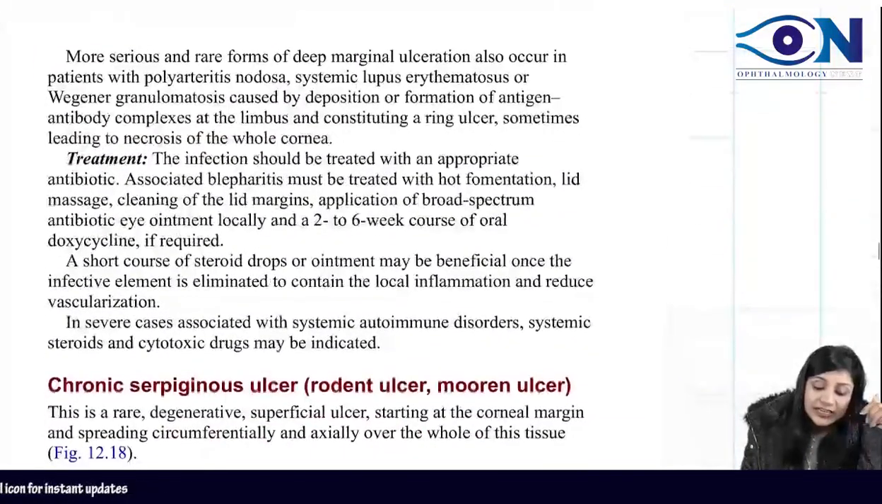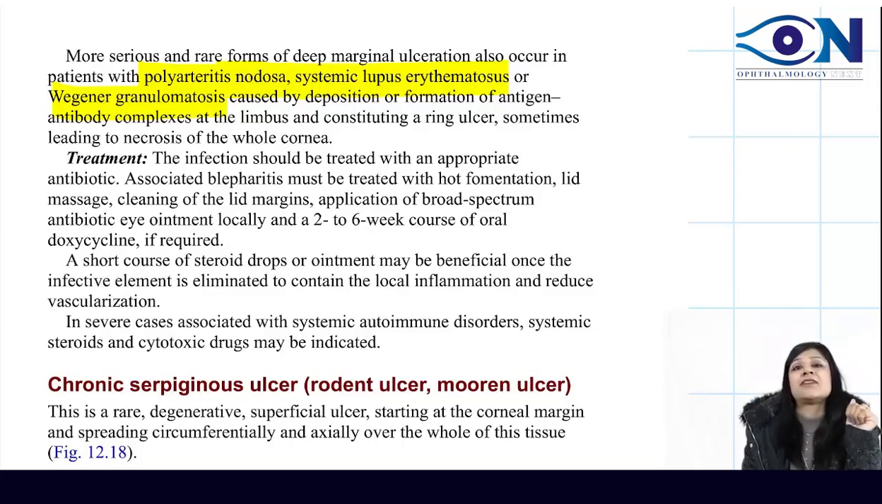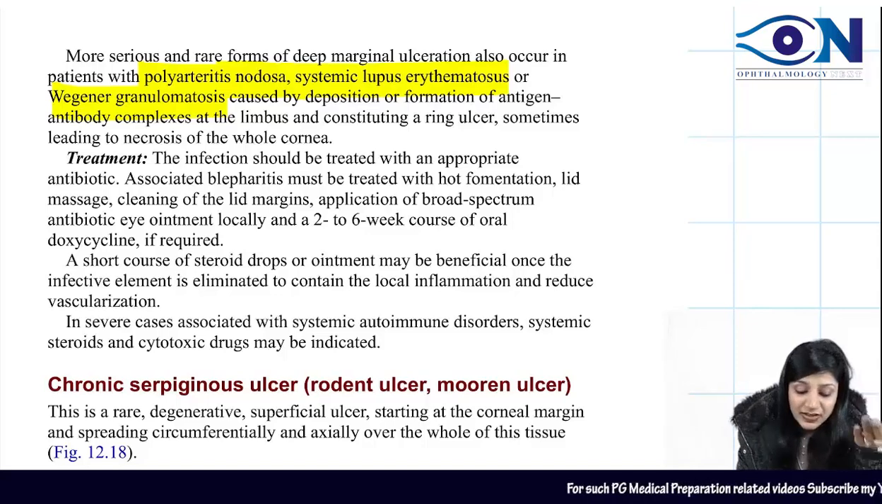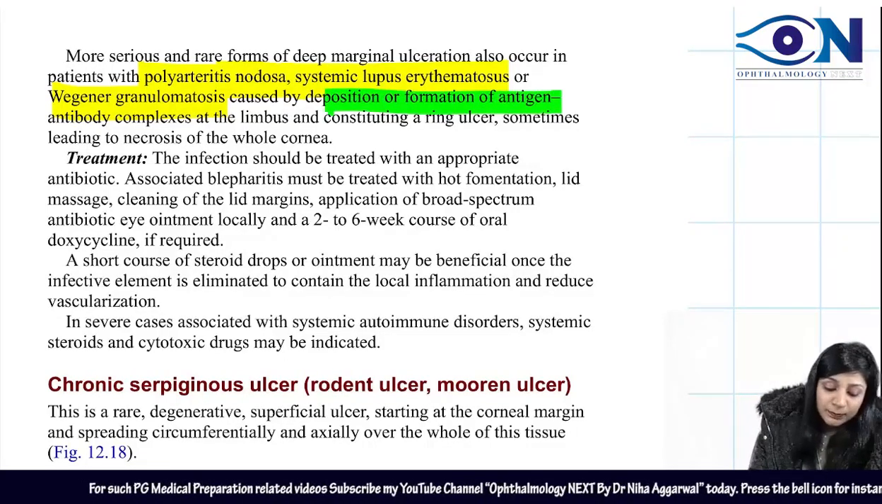More serious and rare forms of deep marginal ulceration may also occur with polyarteritis nodosa, systemic lupus erythematosus, and Wegener's granulomatosis. So whenever we have associated connective tissue disorders, we can get deeper vascularization, which is due to the deposition of antigen antibody complexes, right?